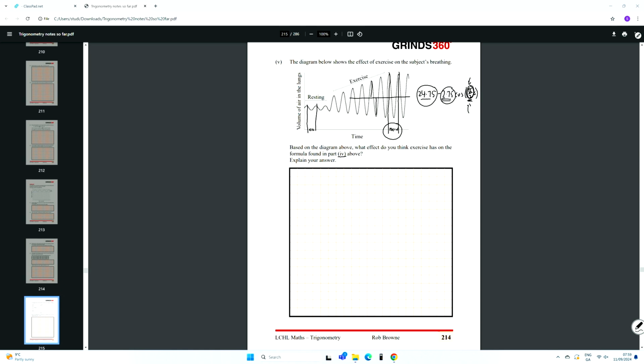So certainly the first two numbers, the 24.75 and the 2.75, will both have changed. They both have increased. It looks from the graph that the pi over 2 may not have changed very much because the period doesn't seem to have changed all that much. And these kind of additions to the graph here show the examiner what my thought process was.